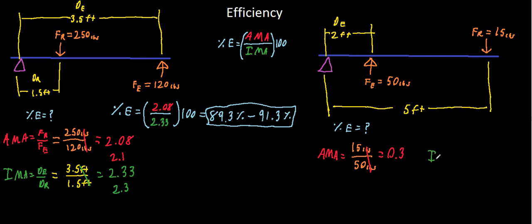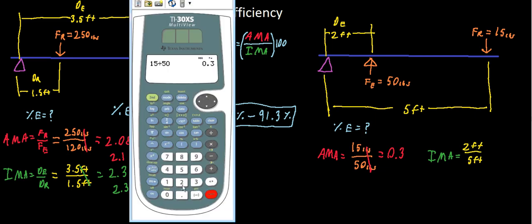Then we'll solve for our IMA. Our IMA is just our distance equation, so we can reuse that again. DE is 2 feet, and DR is 5 feet. Let's pull out our handy calculator again. What's 2 divided by 5? We get 0.4.